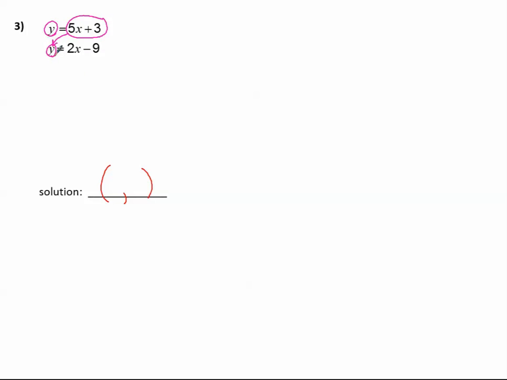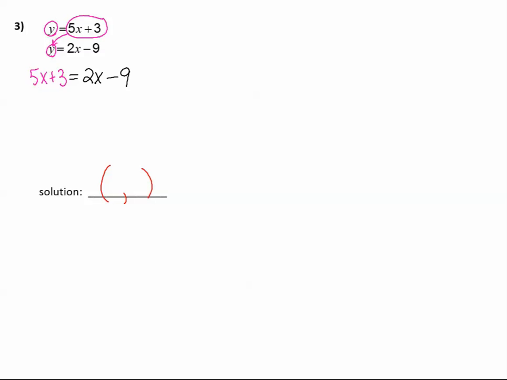So instead of writing y here, we can write 5x plus 3, and then we can write the rest of this equation, equals 2x minus 9. Now we have an equation with just x in it. Let's solve this equation.